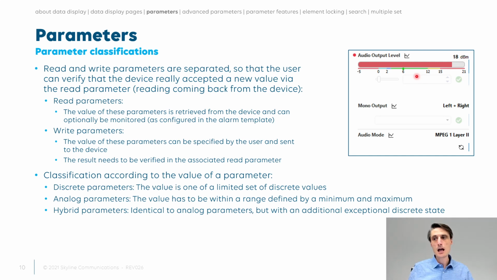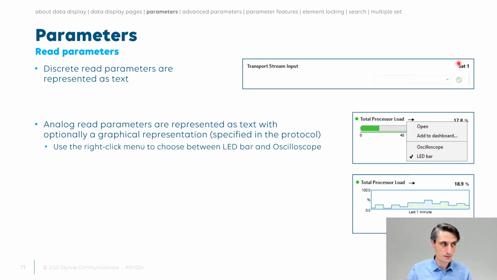So the read and write parameter, we also have a distinction between what we call discrete parameters and analog parameters. A discrete parameter is something with different possible values, like an on, off, or in this case, left plus right, or left or right, or things like that. An analog parameter is basically a number, potentially with a digit, ranging from a minimum to a maximum. So that's like the level we have here, the 18 dBm we have. There is a special case, a hybrid, where the number can also have an exceptional value. I'll show you an example of that.